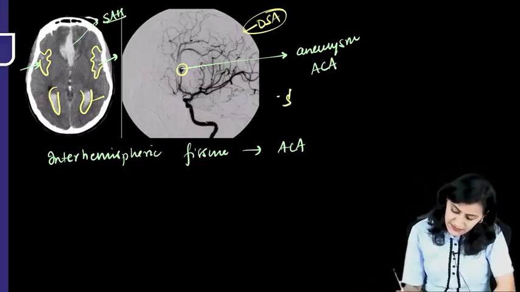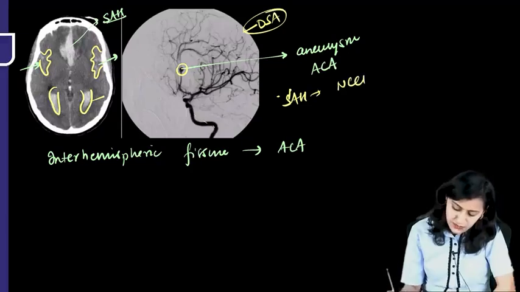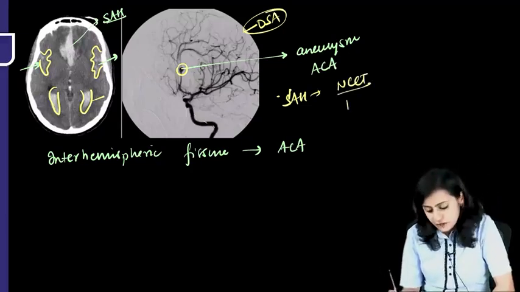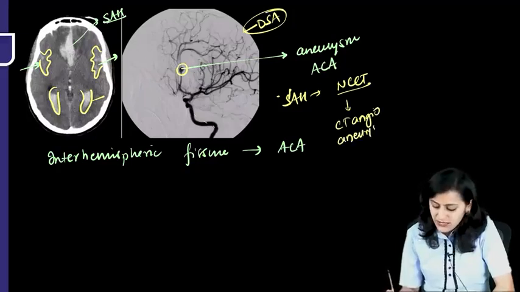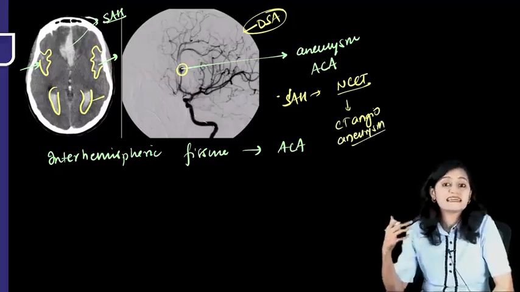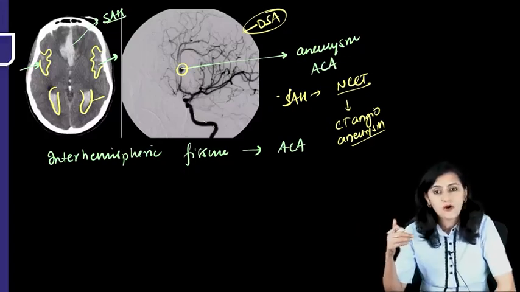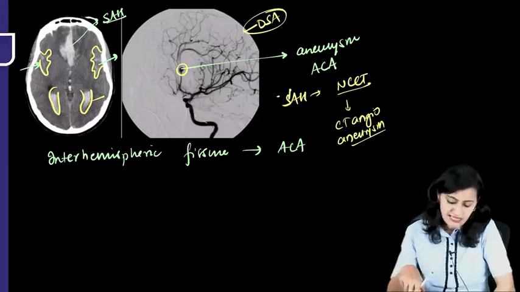Remember that in subarachnoid hemorrhage, the first investigation will be non-contrast CT to look for the hemorrhage, and then it would be CT angio to look for where the aneurysm has ruptured. Are there any other aneurysms which can rupture? All that we need to see, and we do CT angio for that.